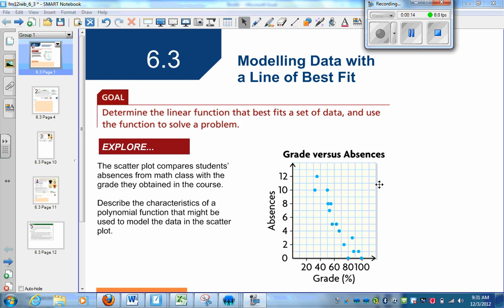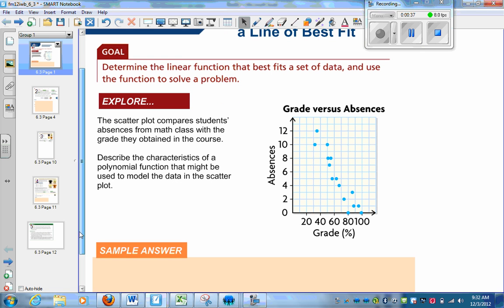So here is a scatter plot. A scatter plot means we just take the data that we have and we collect them. This is grade versus absences. This is how often kids are absent, and this is their grade. And you can see there's a relationship. The more a kid is absent, the less their grade is, or the less the grade is, the more absent they are. So describe the characteristics of a polynomial function that might be used to model.